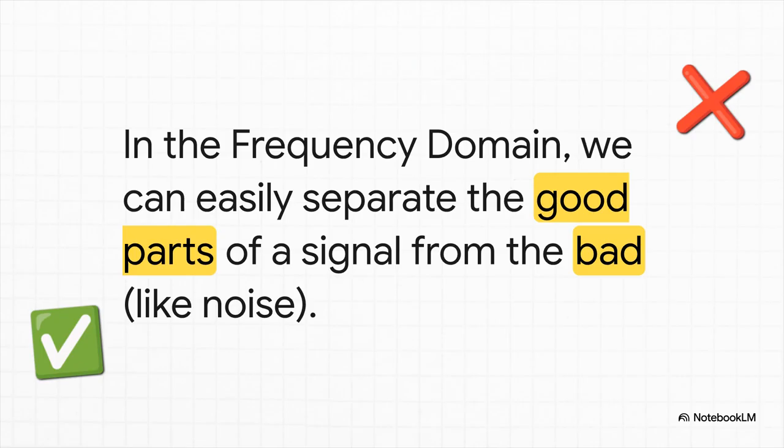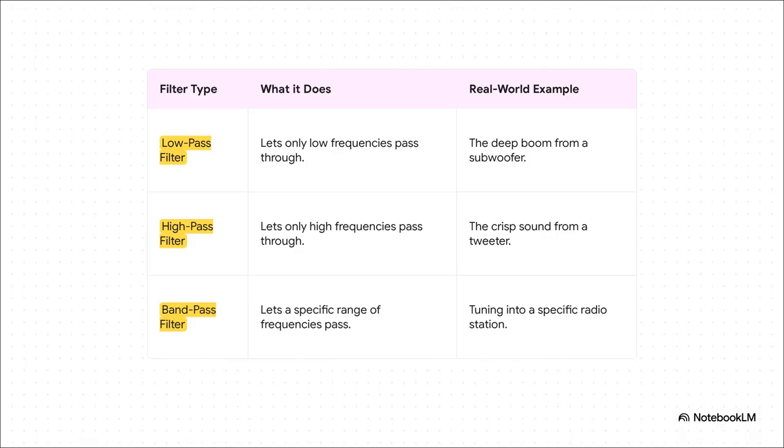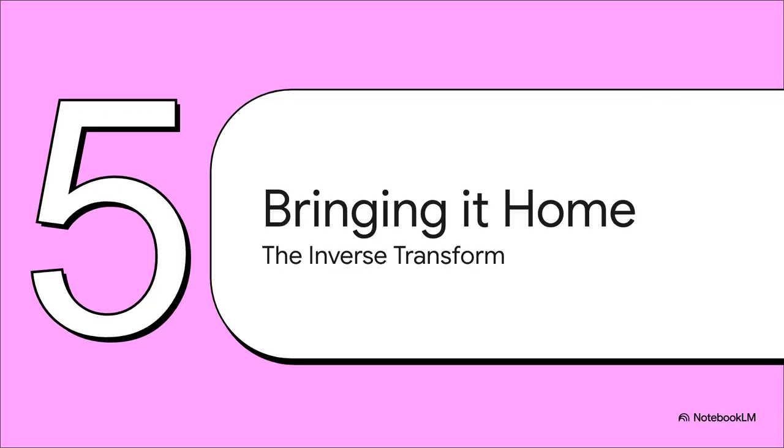This whole process is called filtering. And engineers have a whole toolbox for sculpting signals. For instance, a low-pass filter only lets the low, bassy frequencies get through. That's what gives you the deep boom from a subwoofer. A high-pass filter does the exact opposite, letting you hear those crisp, high notes from a tweeter. And a bandpass filter? Well, that's exactly how you tune into a radio station. It creates a tiny little window that only lets the frequencies for your specific station pass through, while blocking everything else out.